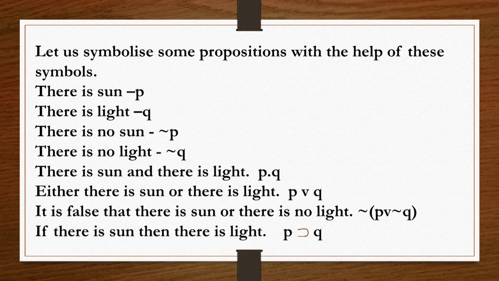Then there is sun and there is light. So here you see the logical connective is and. There are two propositions. There is sun p, there is light q. So I will write p and q.